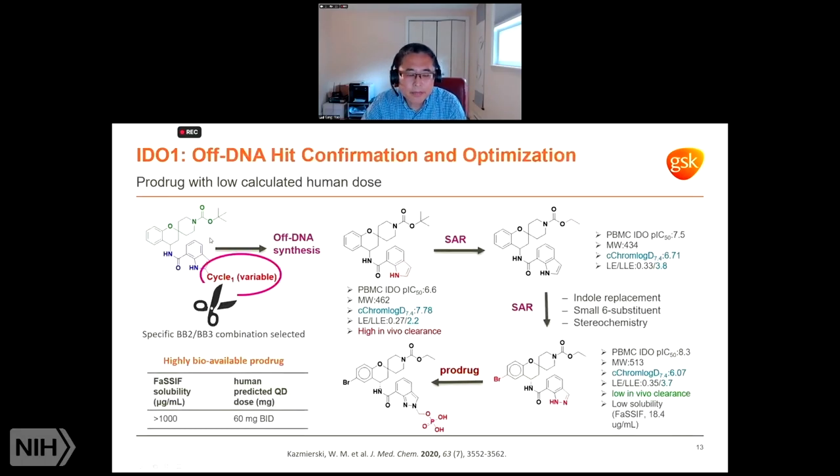In this case, Indo hits was identified through selection, and you can see here the cycle 1, which is linked to the DNA tag, is variable as not selected. So off-DNA synthesis generate this compound, Indo compound, which truncate out the whole cycle 1 piece, as well as the DNA linker. This compound shows good potency.